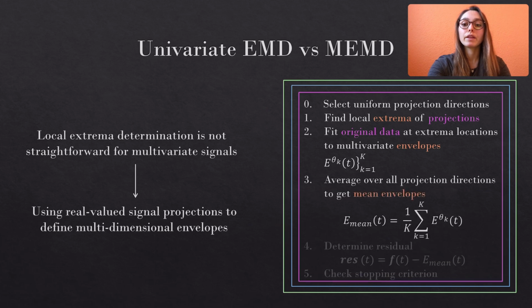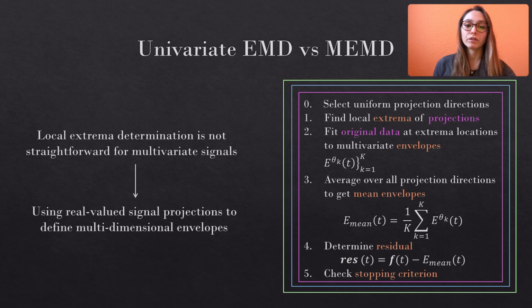We determine the mean envelope, we subtract it from the input data to obtain a residual, and we check if the residual fulfills the stopping criterion. The only difference is that the involved quantities are not univariate signals, so they are not vectors, but they are matrices whose size depends on the number of variates. And the stopping criterion differs to tackle the changed data properties.